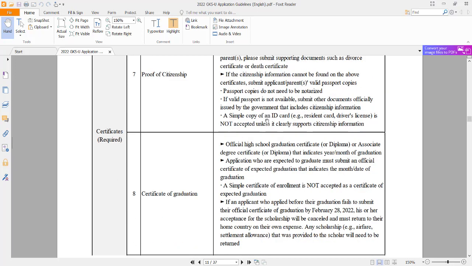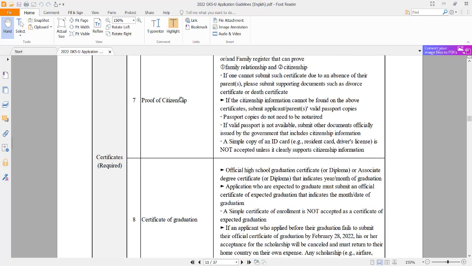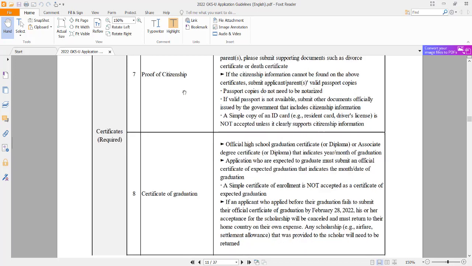So as you can see here, a simple copy of an ID card, that is the driving license or residence card, is not accepted. So to support this, suppose you don't have a birth certificate either, what you can do is submit a copy of an ID card along with a copy of your passport, because passports generally prove the citizenship. So you can attach 2 documents as a single citizenship proof document. But again, I'll say that the birth certificate is the most important thing. You just need to find out from somewhere how to get it.